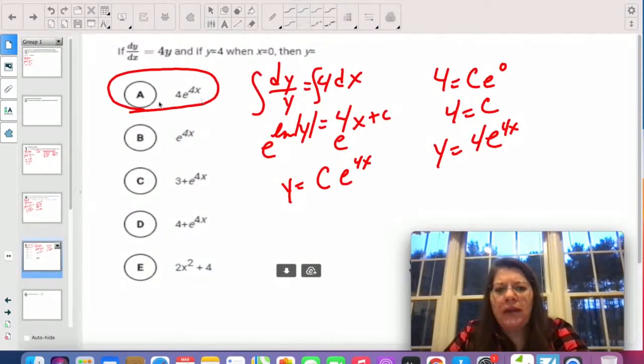So hopefully you got A for this one. I first separated the variables, and then I integrated, put an e in front to get rid of the natural log, ended up with y equals ce to the 4x, and then I plugged in the ordered pair (0, 4), leaving me with the c value of 4, giving me the equation y equals 4 times e to the 4x.